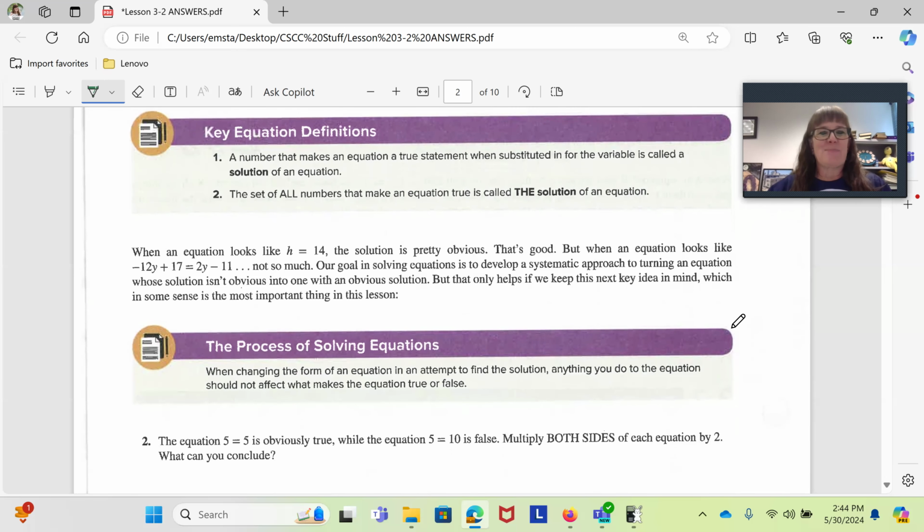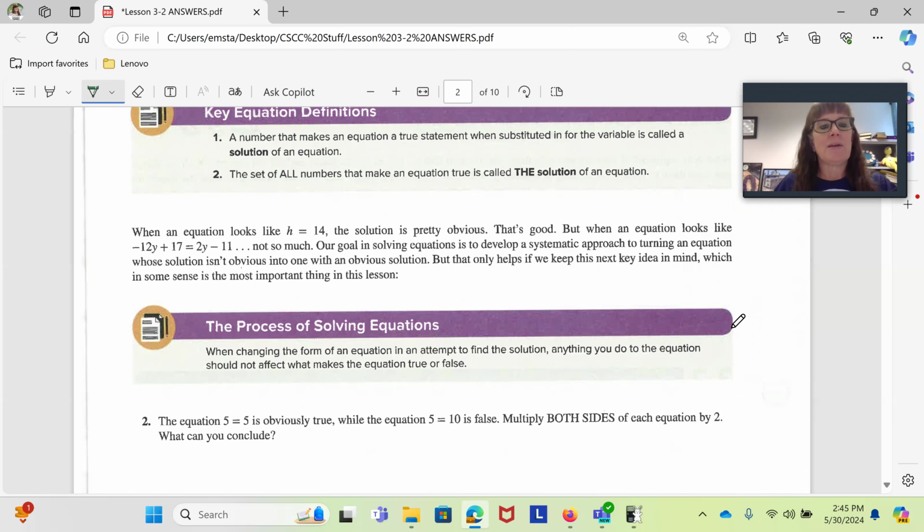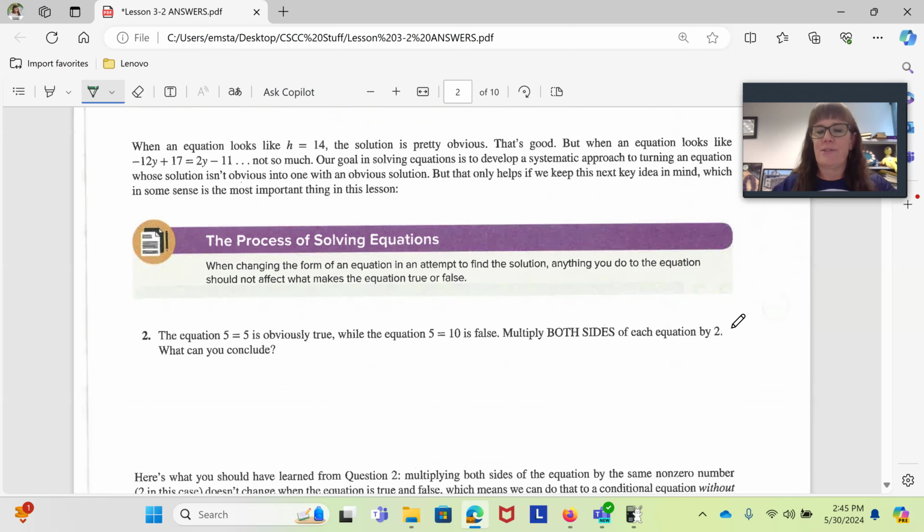Another purple box, the process of solving equations. When changing the form of an equation in an attempt to find the solution, anything you do to the equation should not affect whether it's true or false. So we want the truth or falseness of the equation to stay the same. So they give me a really obvious equation. 5 equals 5 is a true sentence. 5 equals 10 is a false sentence. So let's look at what happens here.